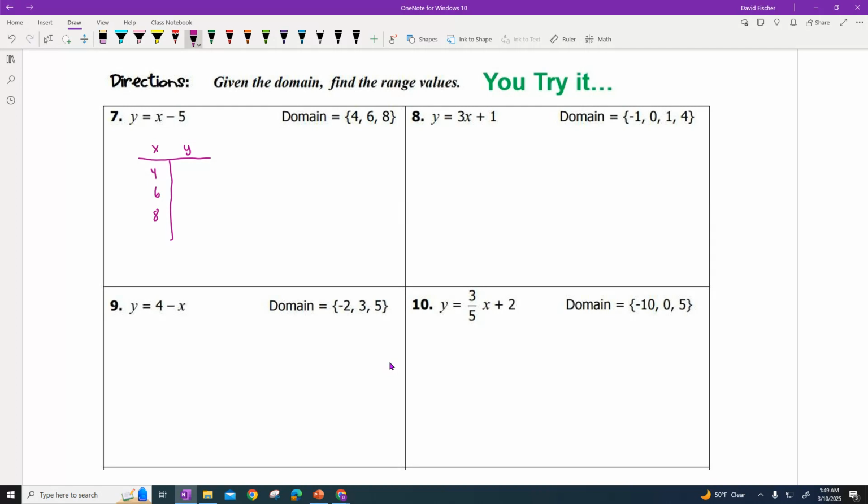So again, I'm going to plug in the numbers here. 4 minus 5 is a minus 1. 6 minus 5 is 1. 8 minus 5 is 3. And so it just happened that my range is in order here. So just like yesterday, we need to write the word range. It's in brackets. This is what we call a discrete graph. And they're already in order there, so that worked out really well.